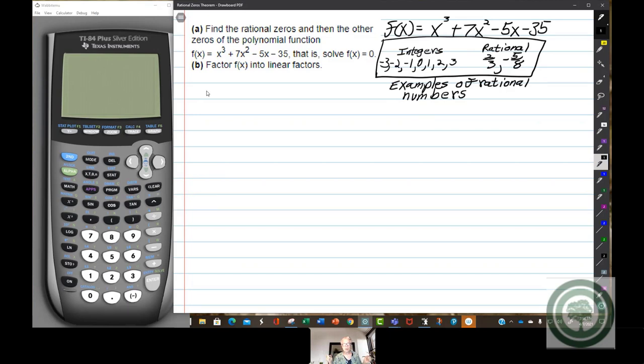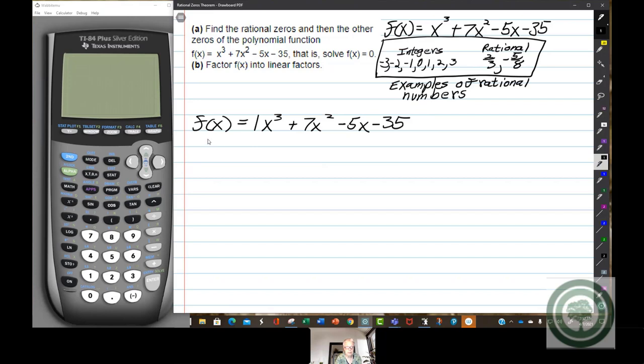All right, so what do we do first? Here's what we do first. We're going to talk about a new theorem. And here it is. f of x equals 1x to the third plus 7x squared minus 5x minus 35. And you could actually use grouping to find the zeros rather. But we're not going to, we're going to be tough here. I'm going to use the rational zeros theorem, but it is lovingly called the P over Q theorem.